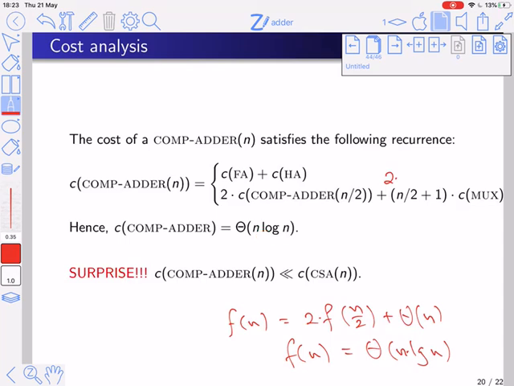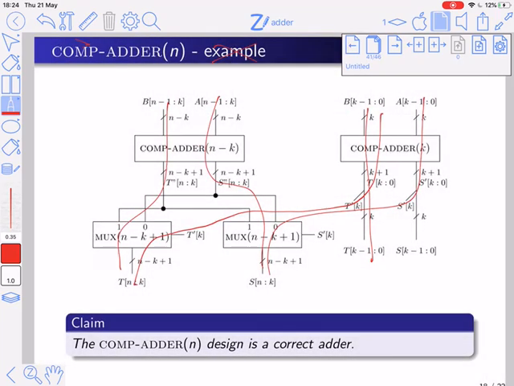Surprise! The compound adder is much cheaper than the conditional sum adder. The conditional sum adder had a cost which behaved like n to the power of log base 2 of 3, which we said was more or less like 1.58. And here we have n times log n. This is much smaller than that. And surprisingly, we were able to reduce the costs using this design, because in the recurrence we only have 2 instances of size n over 2 instead of 3.